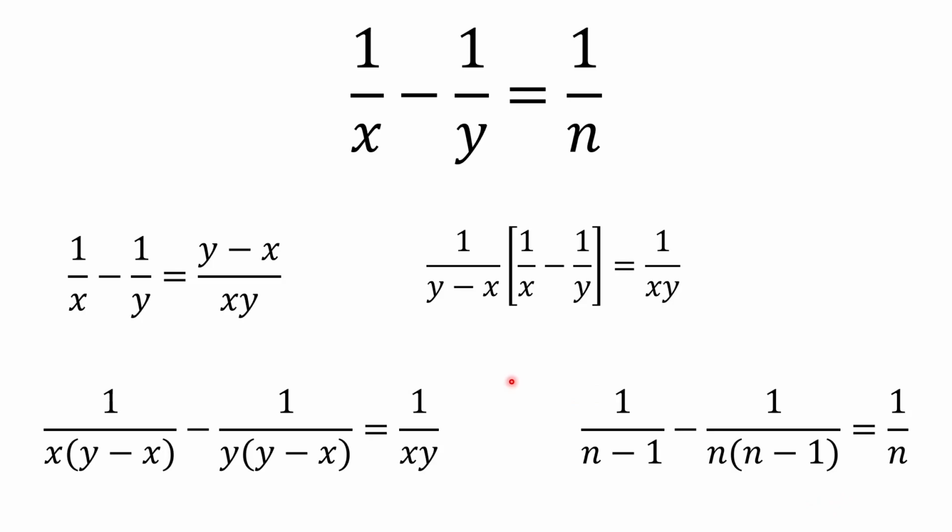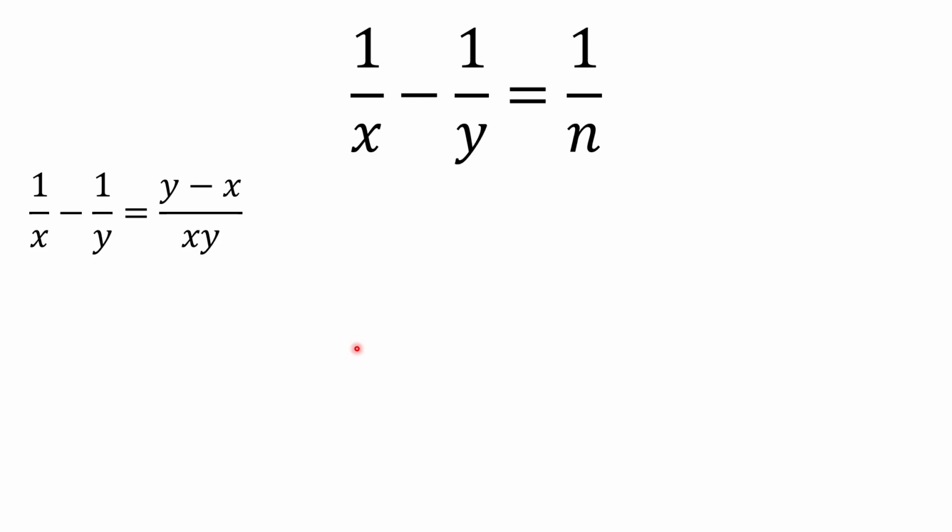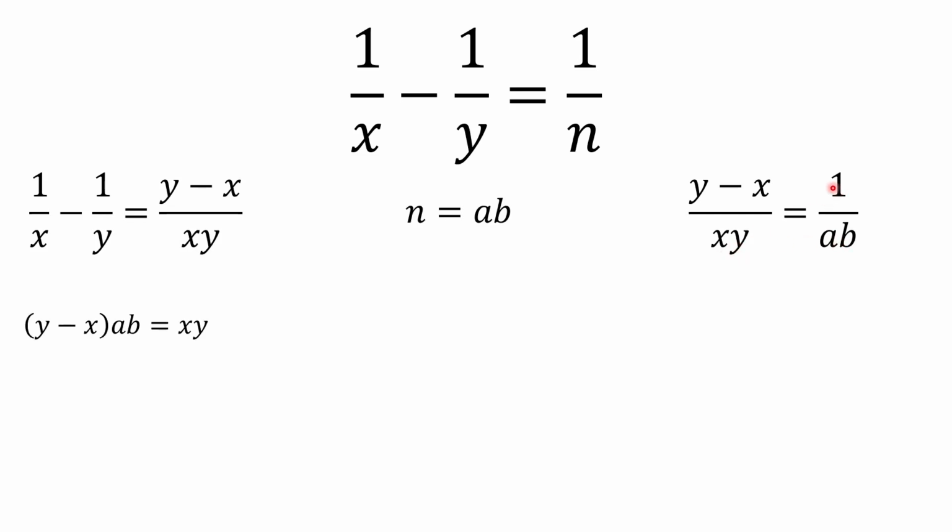Okay, so in order to answer that question, the first thing that came to my mind was that here we can write 1 over xy as this combination. So I thought that maybe I should consider n as a composite number, for example n is equal to a times b, and then try to see what I can achieve. So here is our equation, and now I assume n is equal to a times b. So obviously y minus x divided by xy will be 1 over ab. And we multiply this one by that. So y minus x times ab is equal to xy.